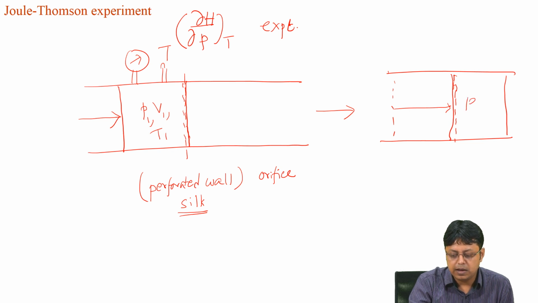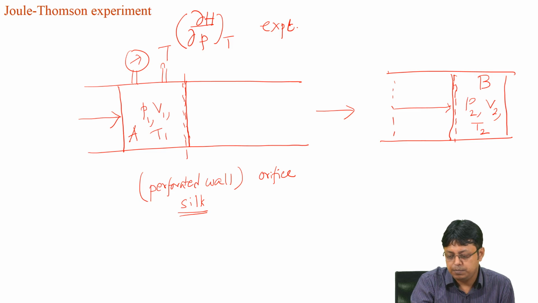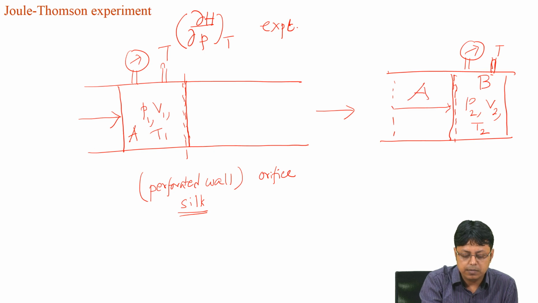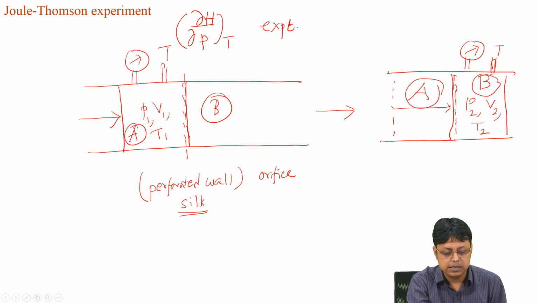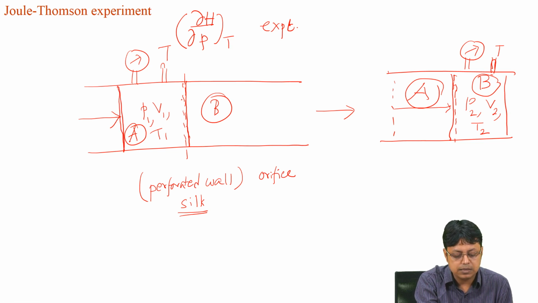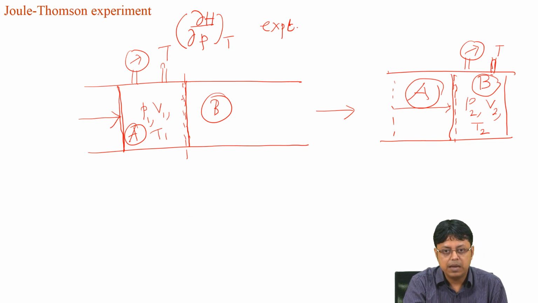So let us assume that the final pressure, volume and temperature are P2, V2, T2 for this chamber. Let us name this chamber A and this chamber B. This chamber also had a pressure gauge and a thermometer measuring the temperature. So we divided the system into two parts, A and B, separated by a fine orifice or a piece of silk, and a piston moved from left to right, collapsing system A and increasing the volume of system B. That was the experiment. Initially the volume of system B was 0, and after the experiment was done, the volume of system A was 0.